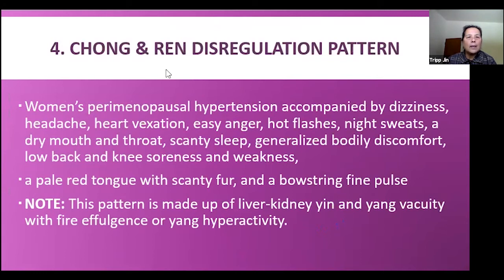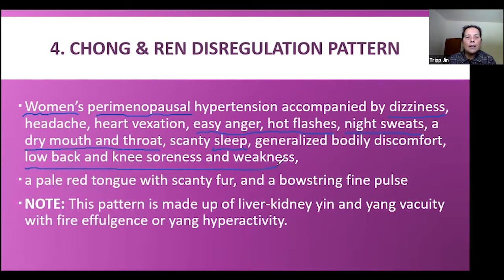Then we're talking about a pattern. We say Chong and Ren are disharmonized. This pattern usually happens to women around menopause, and then they get hypertension. The symptoms are dizziness, headache, and some heat flushing, and the emotions are either angry, hot flushing, night sweating, dry mouth, dry throat, and difficulty falling asleep or staying asleep. And also possibly lower back pain and knee soreness and weakness.